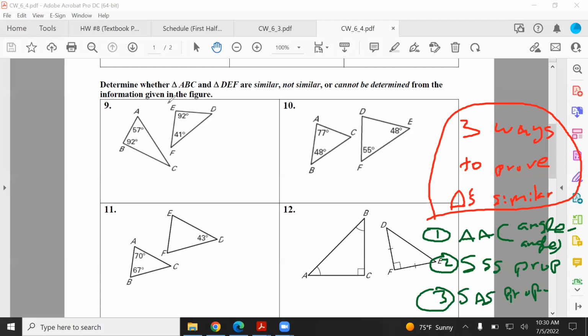So in this case, if I have 92 and 57, that's 149, I think. So that's 31 degrees. And that's 133, so that's 47 degrees. So the answer is no, not similar.